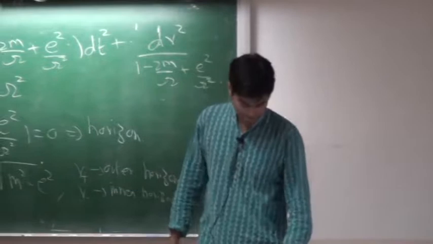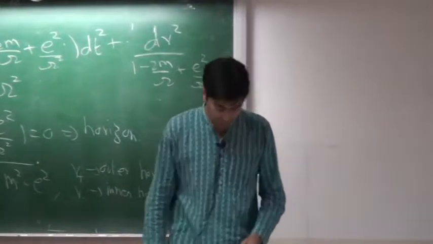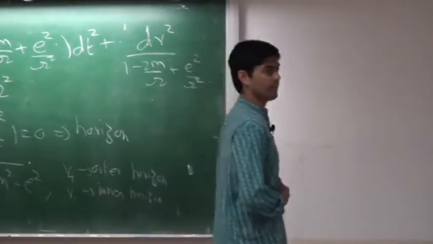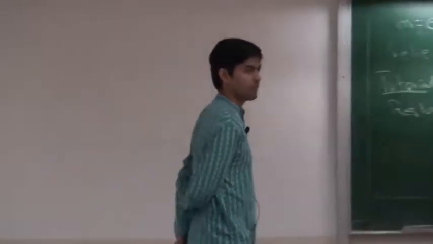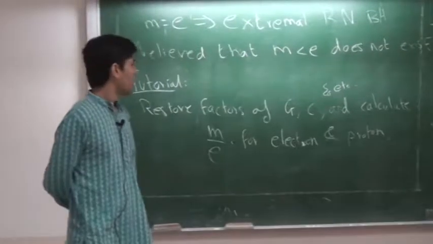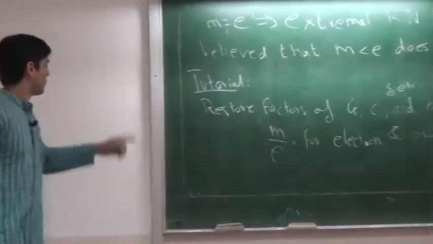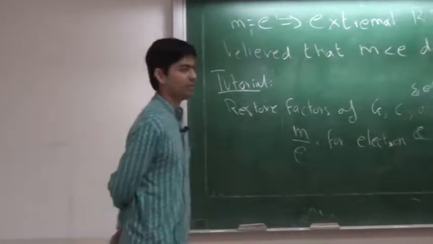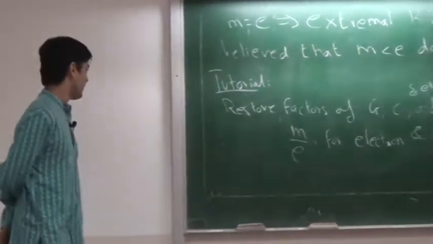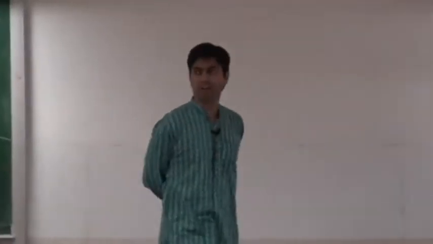Yes, this is the total charge of the black hole. An extremal black hole is a very unstable situation, right? Charged test particles can come and destroy it. Good. So you have to compute what m by e is. Let's discuss this tomorrow.